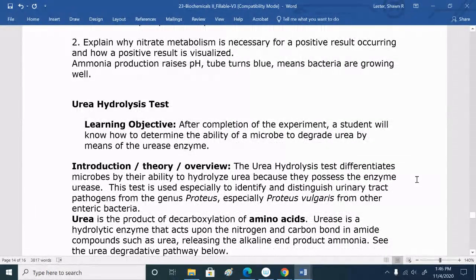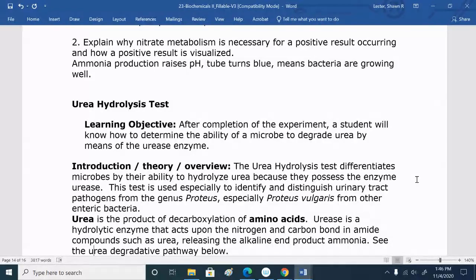So for urea hydrolysis, or the urea agar, or the urease test, urea is the substrate. The enzyme that converts urea to ammonia is urease. And we just saw that ammonia has an alkaline pH, so it's a pH change. So we can easily observe that. In this case, we are going to be using phenol red as our pH indicator.